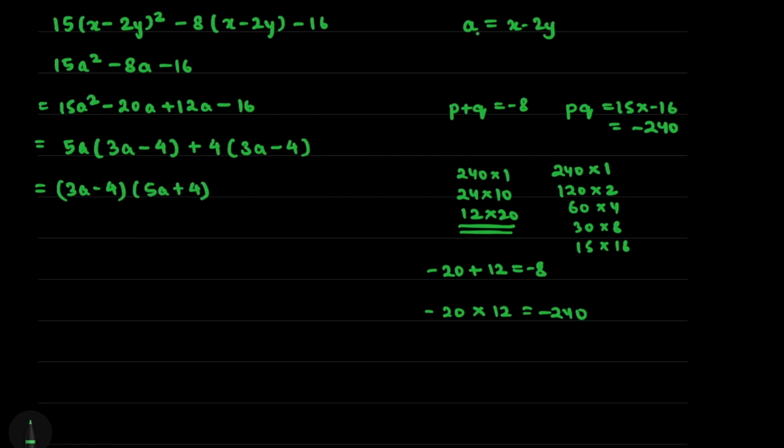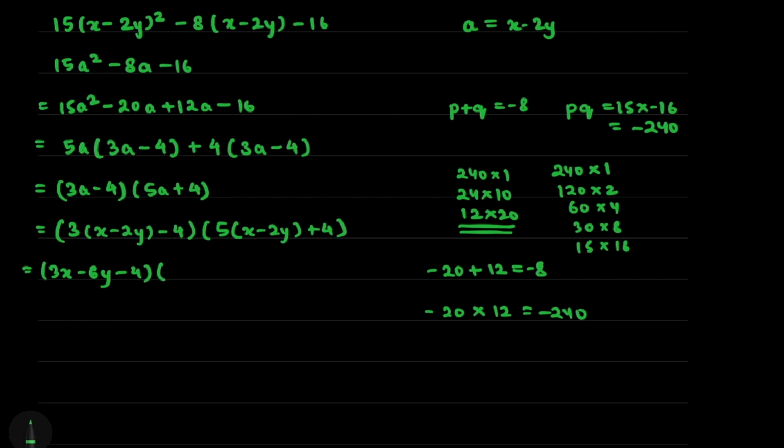Now we finally need to substitute the value of a, and that is x minus 2y. So we'll write 3 into x minus 2y minus 4, into 5 into x minus 2y plus 4. And solve this. We get 3x minus 6y minus 4, into 5x minus 10y plus 4. And this is our factorized form for this expression.